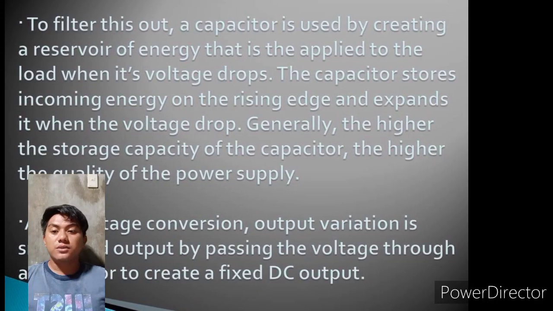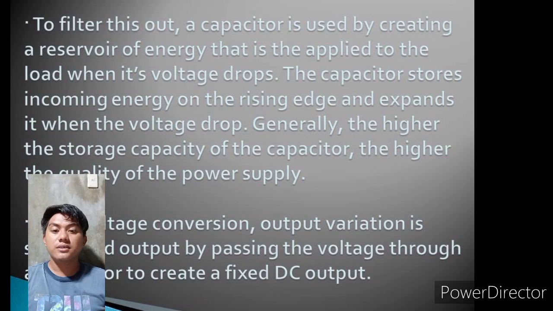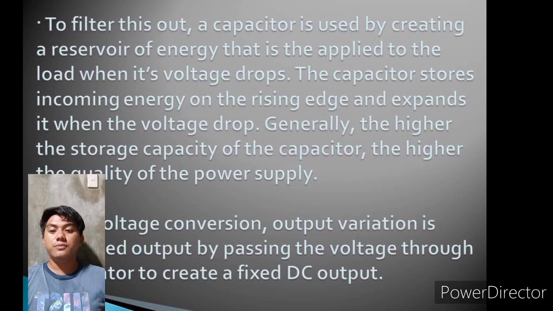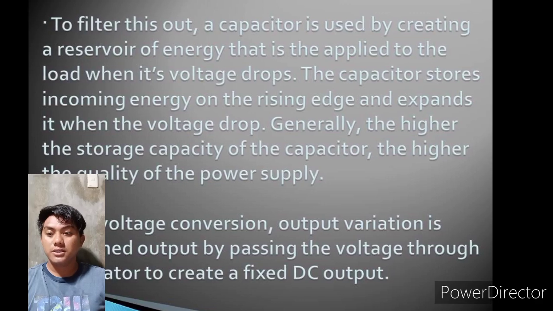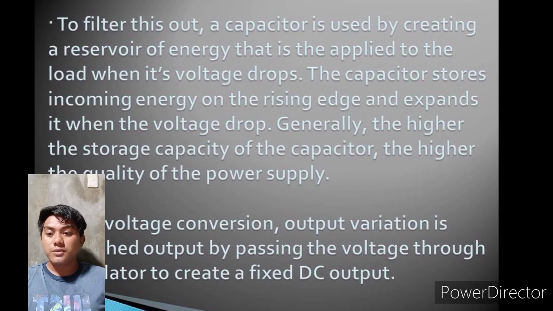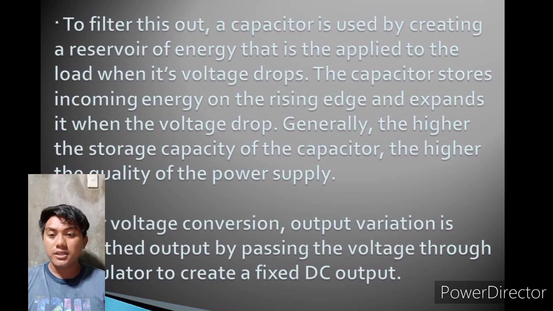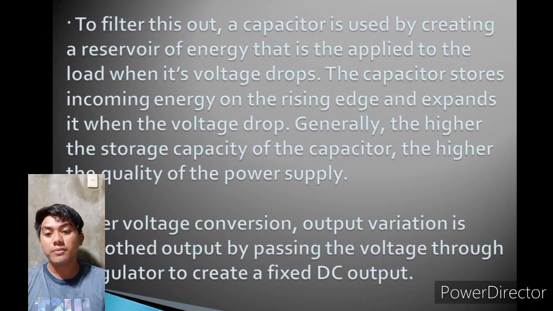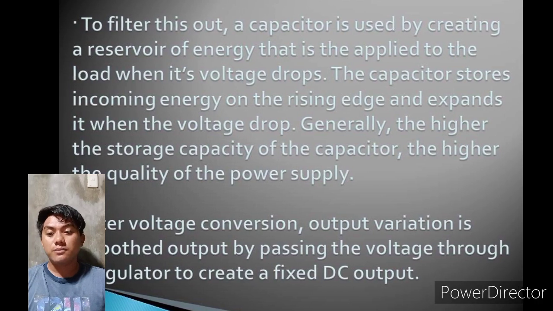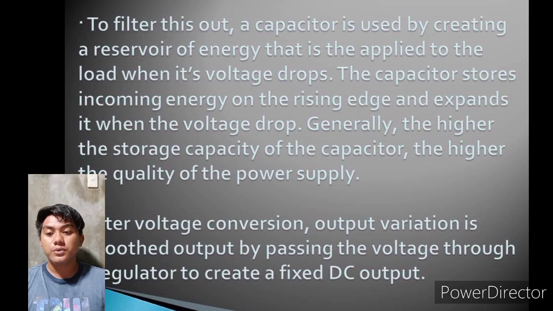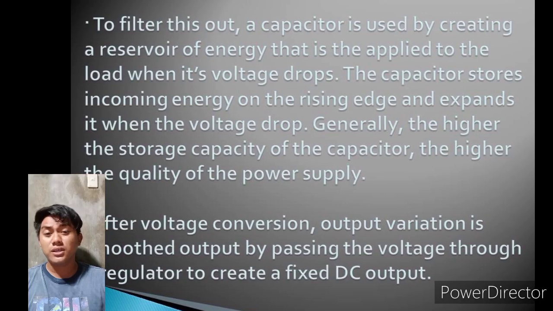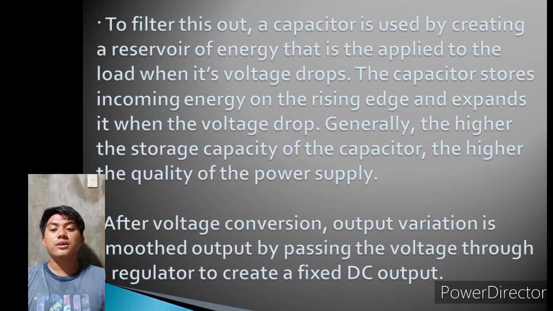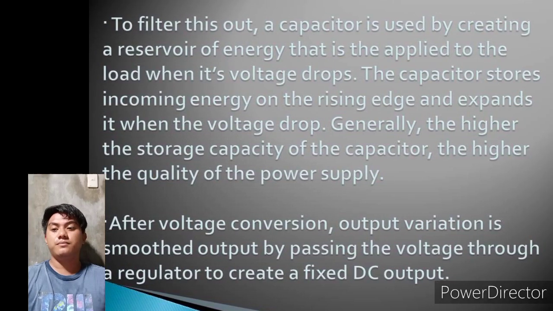To filter them out, a capacitor is used to store the energy of the incoming energy on the rising edge and release it during the voltage drop. Generally, the higher the storage capacity of the capacitor, the higher the quality of the power supply. After the voltage conversion, the output variation is smoothed. Passing the voltage through a regulator creates a fixed DC output.